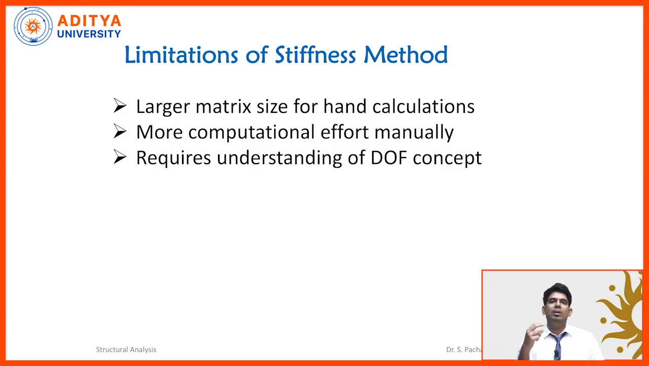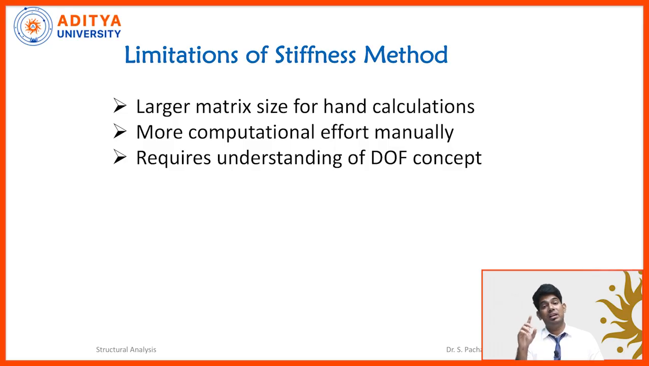So, we can calculate the end moments of a continuous beam by using the moment distribution method within 10 minutes, not more than that. If the same problem is solved by using the stiffness matrix method, definitely it will take a minimum of 25 minutes, because the stiffness matrix method and the flexibility matrix method are not developed for hand calculations. So, those methods are suitable for computer programming. So, that is a disadvantage here.